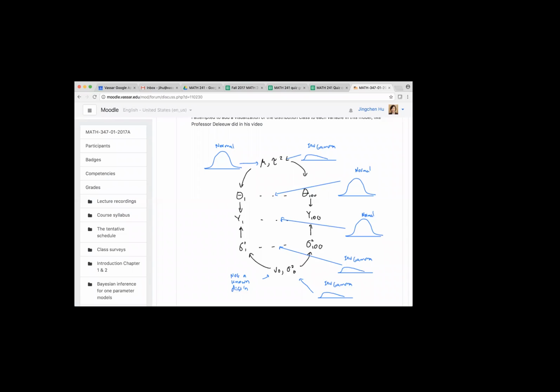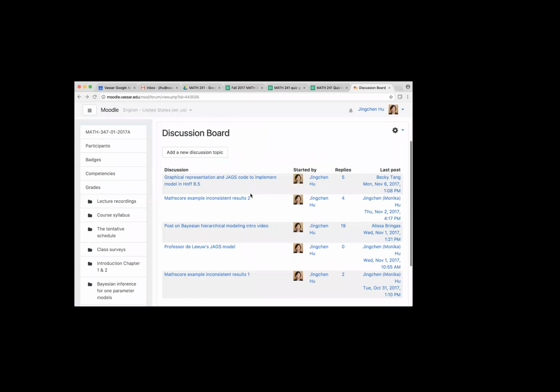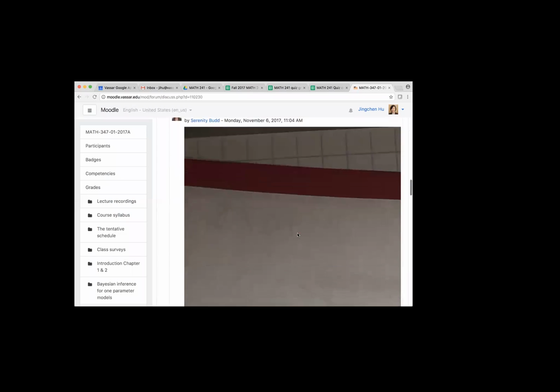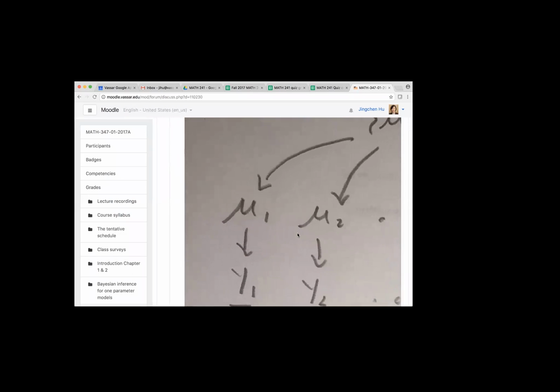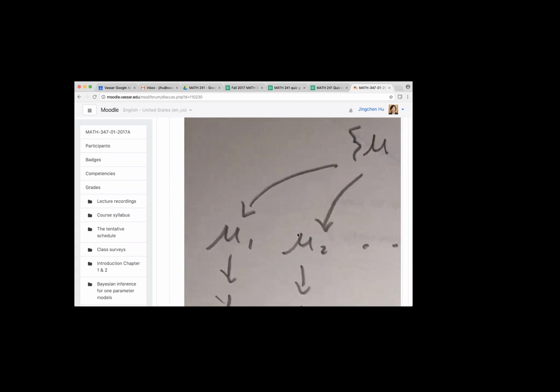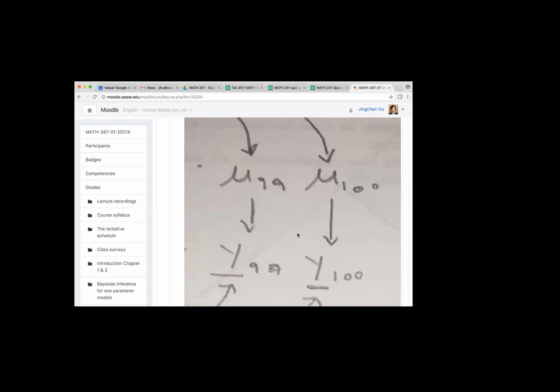Okay, I will talk about the graph representation first, and then we can go back to the code. Both Eli and Serenity did a good post about it. Sorry, it's just big, but I can show it. The way Serenity did it is very similar to what the textbook does, so just bear with us a little bit. It's a little bit big, but over here you see Y1, Y2 until Y99 or Y100.